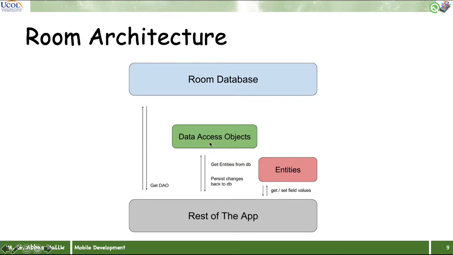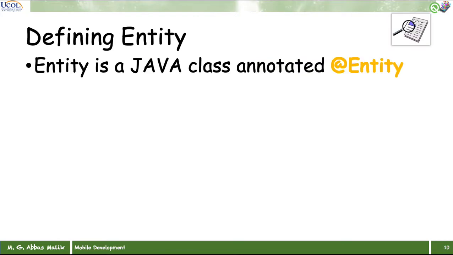The rest of the application can access the entities directly. We can also access the data access object directly within our application, but to access the room database, we always go through the DAO that is provided to us when we create that particular database, based on the definition we have given here. So we use that DAO object to write information in the database, read information out of it, or change information in it.